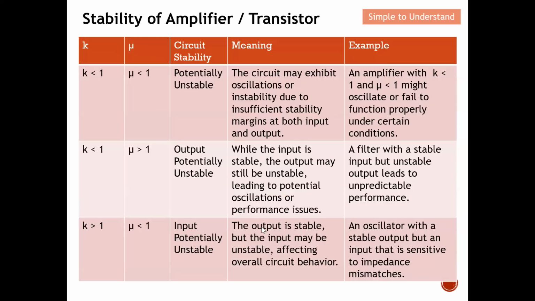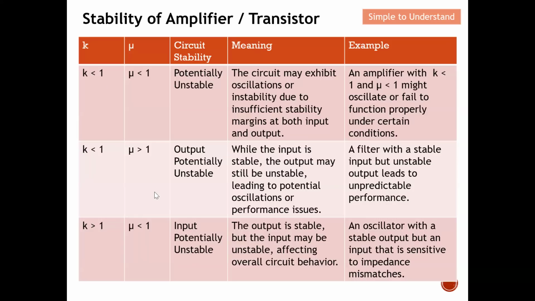So basically this is what I mean. The output is stable, but the input may be unstable. Therefore this may affect the overall circuit behavior. An oscillator with a stable output, but an input that is sensitive to the impedance mismatch, may become another issue. So in short, you can see that here both the input and output are unstable. This is when the output becomes unstable. This is when the input becomes unstable.